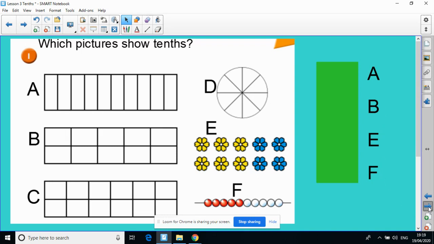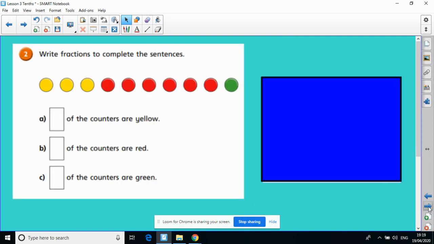and F. Number 2. Write fractions to complete the sentences. How many of the counters are yellow? 1, 2, 3 out of 1, 2, 3, 4, 5, 6, 7, 8, 9, 10. 3 out of 10 counters are yellow. 3/10 of the counters are yellow.